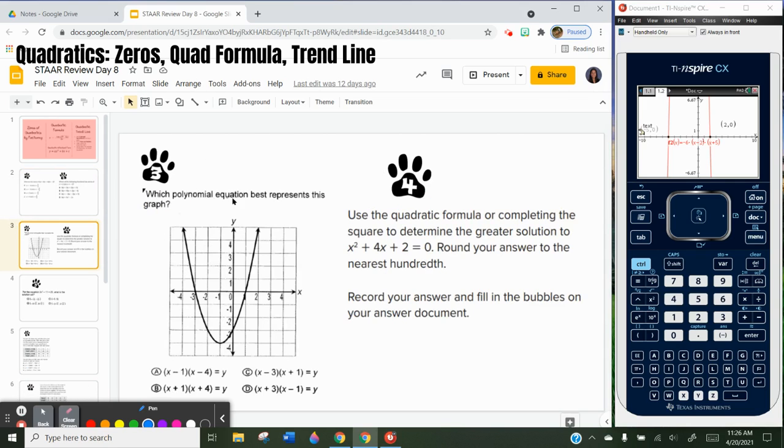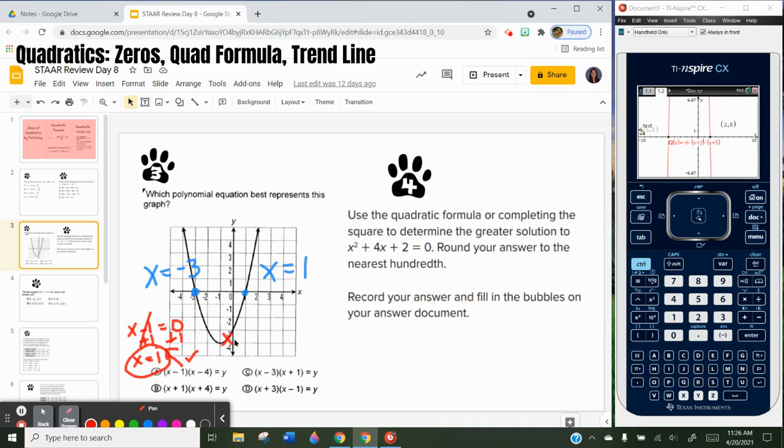Problem number 3, which polynomial equation best represents this graph? So looking at your graph, your x-intercepts are -3 and x equals positive 1. So when I solve the factors, I should end up with a negative 3 and a positive 1. If I set this first factor, x minus 1, equal to 0, the opposite would be plus 1. So the first solution is x equals 1, which is correct. I want to have a solution of 1.